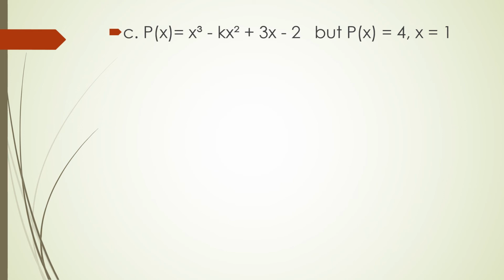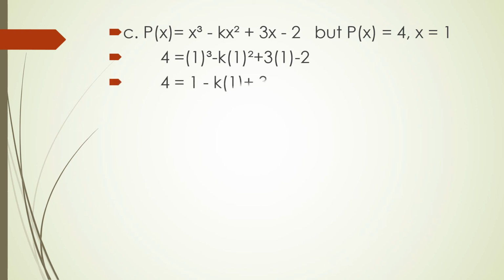And then, we equate x, so x is equal to 1. So, we are going to substitute all of this. So, it becomes 4 is equal to, substitute all x by 1. So, we have 1 cubed minus k times 1 squared plus 3 times 1 minus 2. Okay, simplifying, we have 1 cubed. So, that's 1 times 1 times 1 is 1. Minus k times 1. So, 1 squared is 1. Plus 3 times 1 is 3 minus 2.